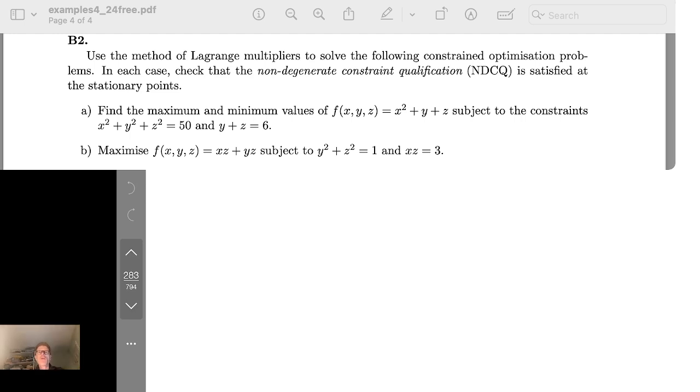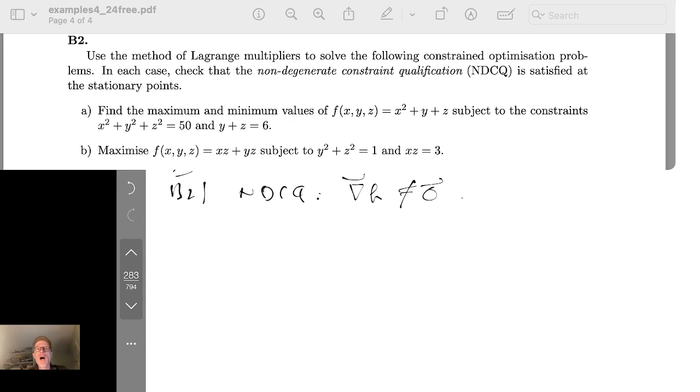B2, what we're doing, method Lagrange multiplier, solve the following constrained problem. We have to check the NDCQ. So, what's going on now? B2. The NDCQ, which we should have checked in the previous cases, but you need to check that this is unequal to the zero factor. So the gradient of the constraint.